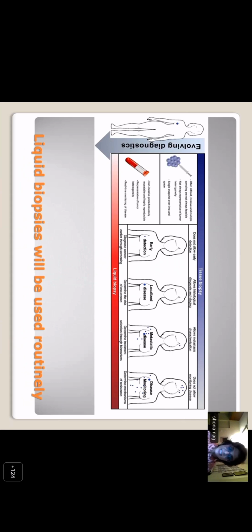They are non-invasive. They're representative of different biology, like the primary is different from the metastasis. Each metastasis may be different. There may be differences within the primary tumor. So a lot of heterogeneity, which could be captured by liquid biopsies. You could monitor the disease in real time. You could possibly detect it early. You could also monitor your treatments. So they may be used routinely.